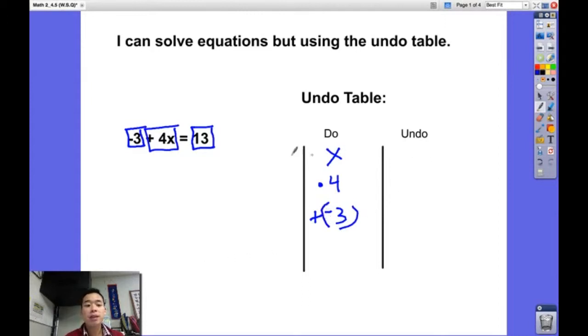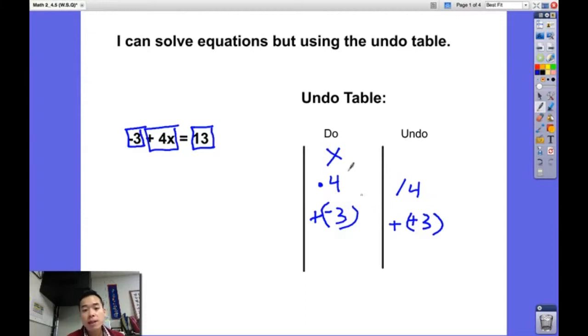Okay, and then immediately I'm going to check. I have everything that's happened to the left side already written down. The other side is just 13. I'm going to leave it alone. Immediately I'm going to go in and do the opposite, or undo all of that. So the opposite of adding -3 is subtracting -3 right there. We don't subtract in math anymore. We add the opposite, so a minus becomes +3. The inverse of multiplying by 4 is dividing by 4.